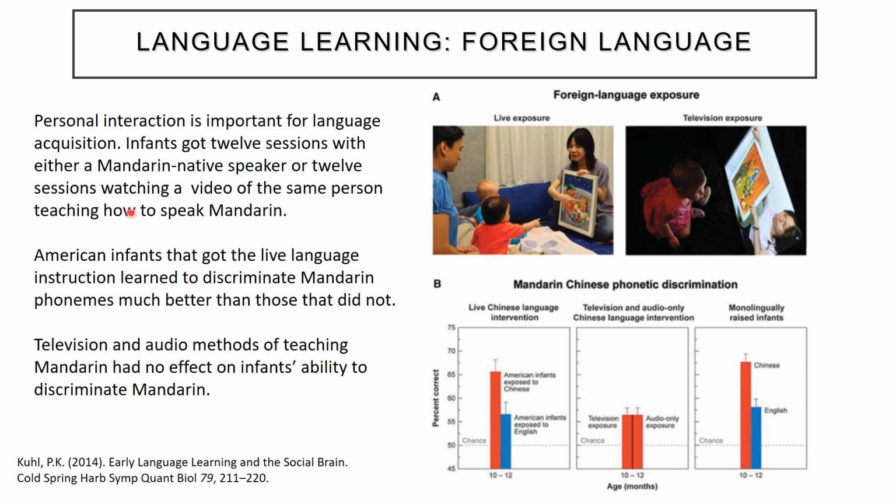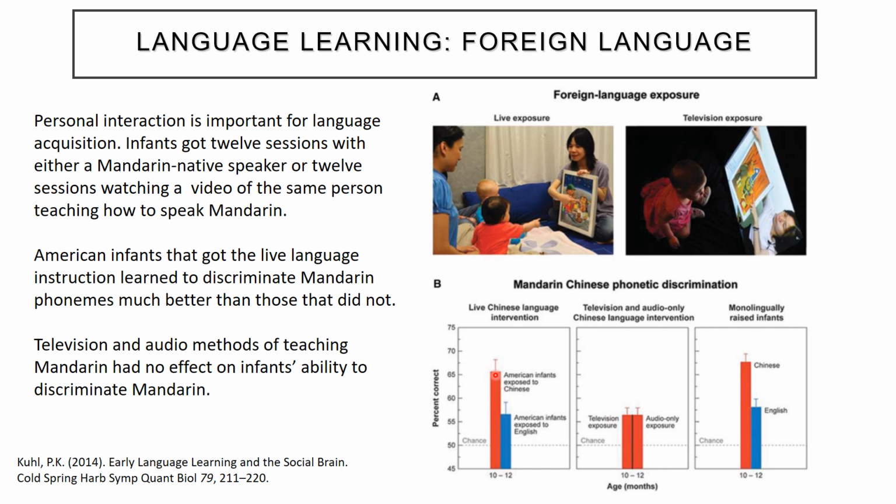These were children approximately 10 months of age getting exposed to this. And these were American infants that did not come from Mandarin-speaking households. They had 12 sessions of this with either the native speaker or with the television intervention. American infants that got the live language instruction actually learned to discriminate Mandarin phonemes much better than those that did not. And this is just 12 sessions that these children were getting.